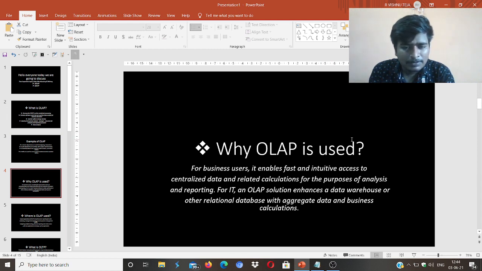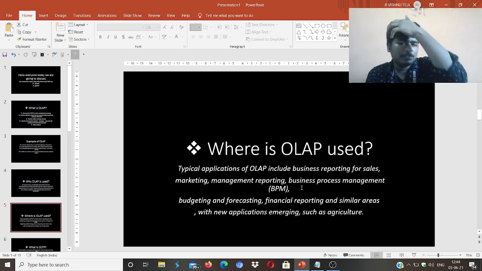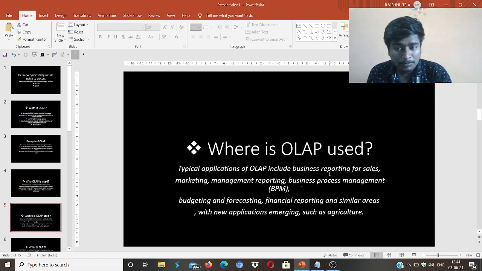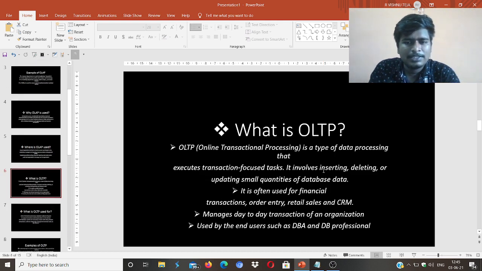Why is OLAP used? For business users, it enables fast and intuitive access to centralized data and related calculations for the purposes of analysis and reporting. For IT, an OLAP solution enhances a data warehouse and other relational databases with aggregate data and business calculations. Where is OLAP used? Typical applications of OLAP include business reporting for sales, marketing, management reporting, business process management, budgeting and forecasting, financial reporting, and similar areas, with new applications emerging such as agriculture systems and advertisements.